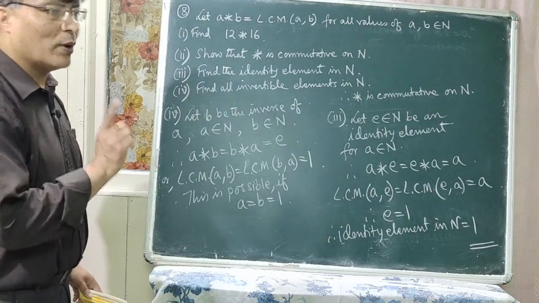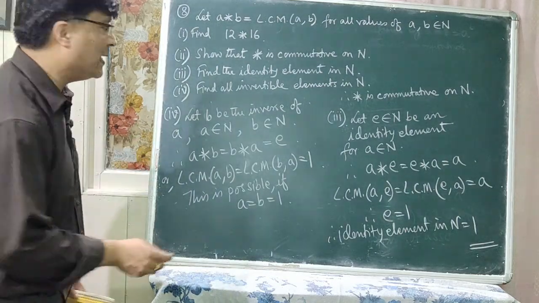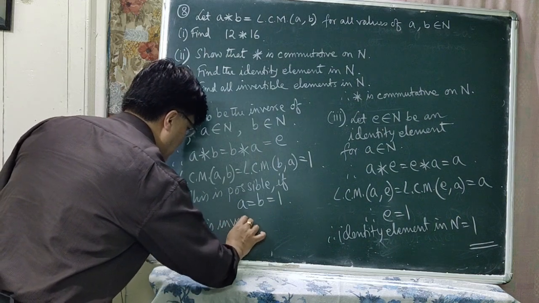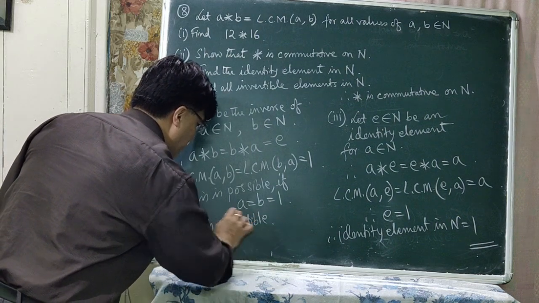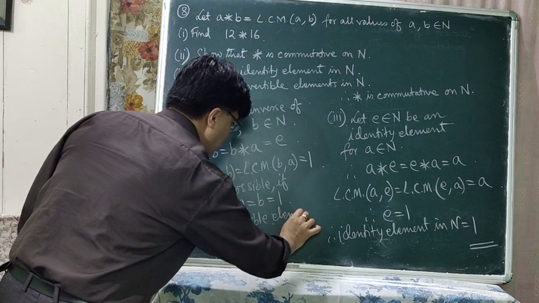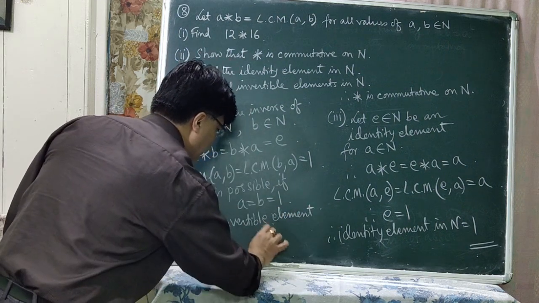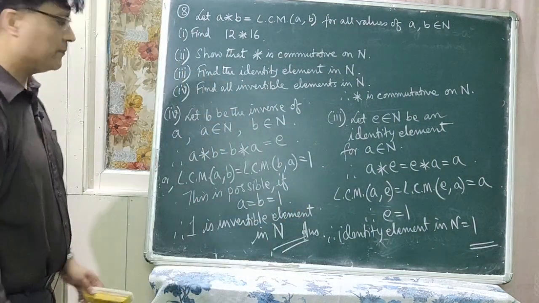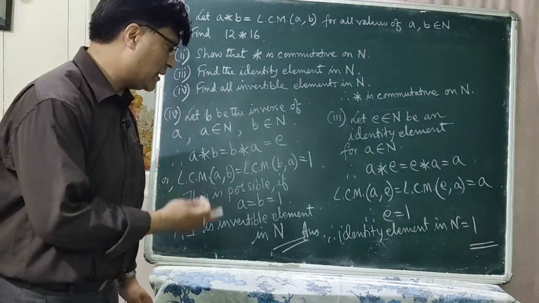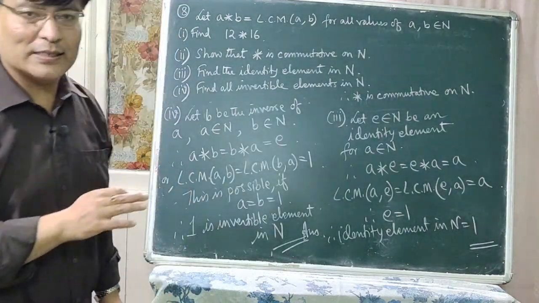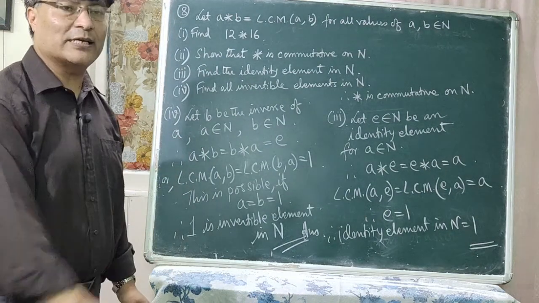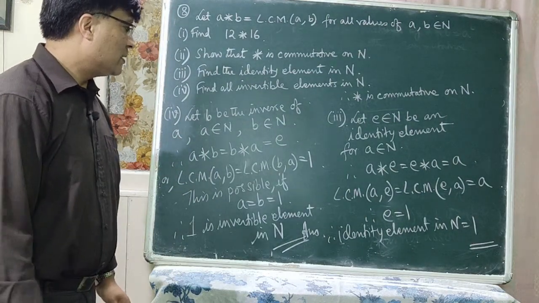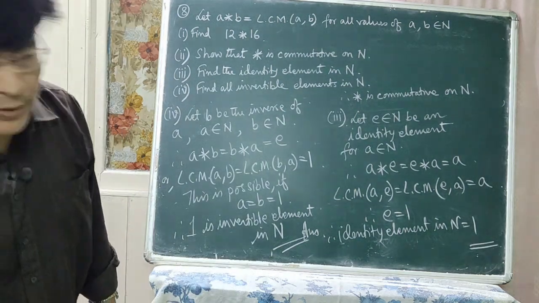So hence 1 is the invertible element in N. Therefore 1 is the invertible element in the set of natural numbers. So this is the answer. Only 1 is the invertible element in the set of natural numbers. So I think you have understood it. So you can copy it. Now we'll do the next question now.